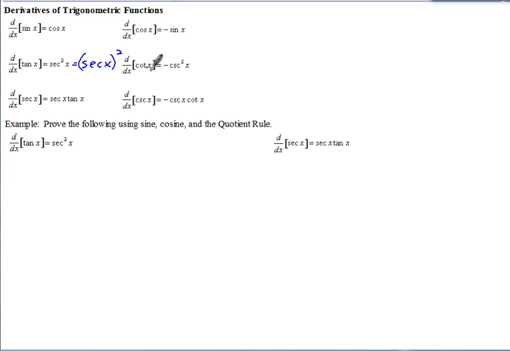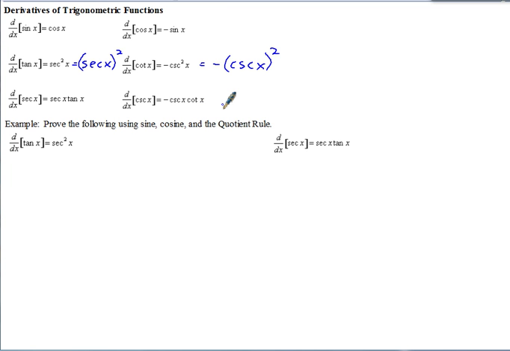And the derivative of cotangent is negative cosecant squared, which we'll often write with a negative on the outside of the parentheses, so it stays negative. And then cosecant x squared. The derivative of secant x is secant x times tangent x. The derivative of cosecant x is negative cosecant x cotangent x.